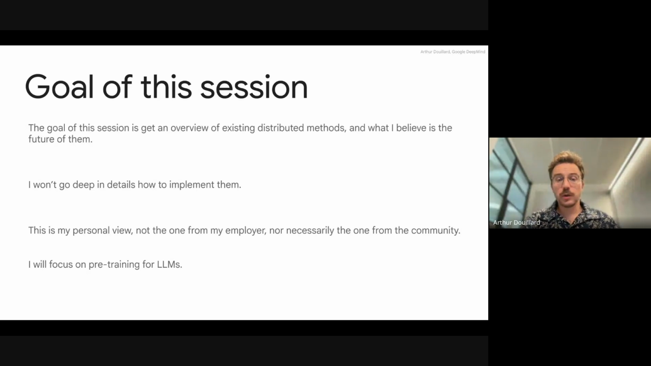I will also focus mostly on LLMs. That's the trendy thing; everyone's talking about LLMs. And I will focus on the pre-training side of LLMs, not the post-training. I think you had a talk a few days before about how to do post-training, RL, and thinking. The distributed aspect of post-training is very different from pre-training, so here I'm only focusing on pre-training.